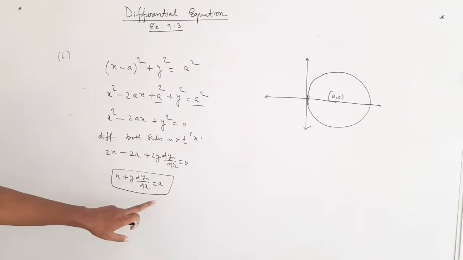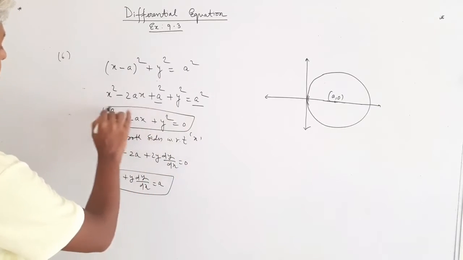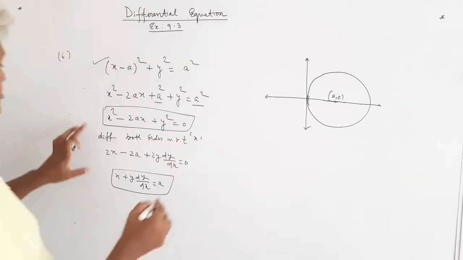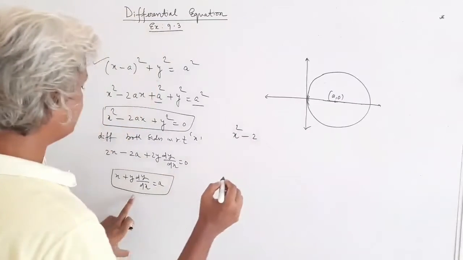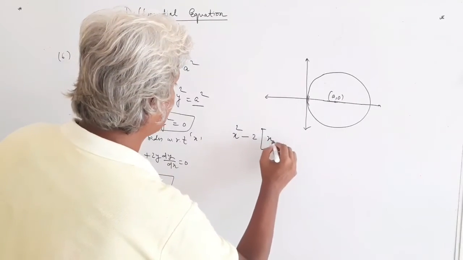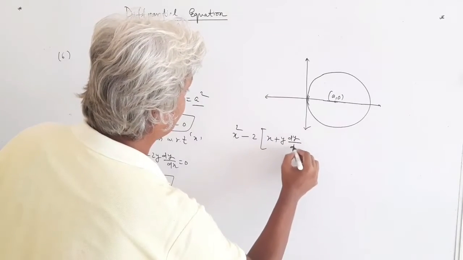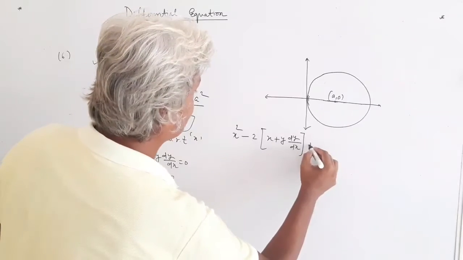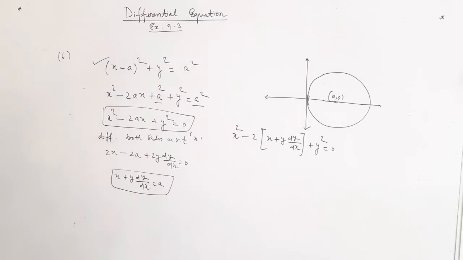So I am going to put this value into this equation, because this equation is the same as this, only it has been simplified. So we get x² − 2a, what is a? That is x + y dy/dx, plus y² = 0. This is your differential equation.